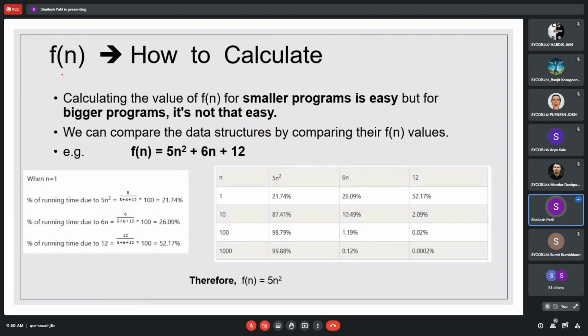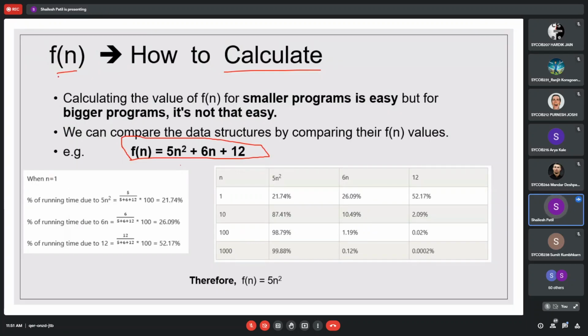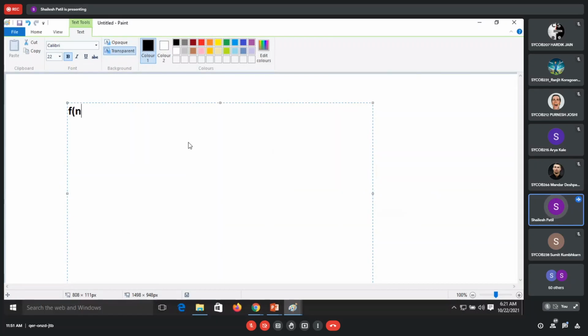We'll first see how to calculate f of n initially. This is my formula. For a smaller number of n, it's okay, so we can work on this formula. We'll just solve this formula. We'll see why it is necessary to calculate this f of n, and how this bigger value will impact your program. So what I have to write: f of n is equal to 5n square.